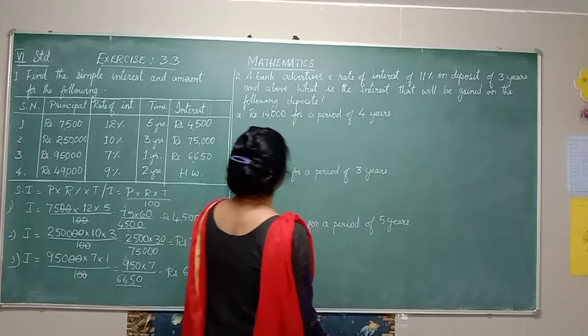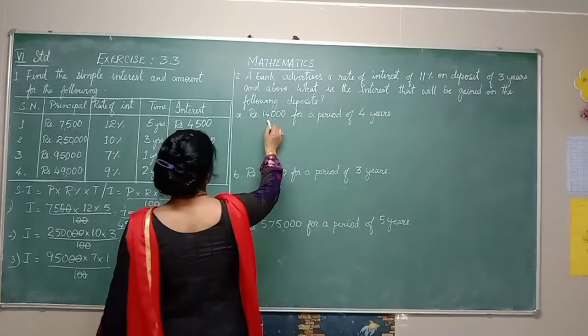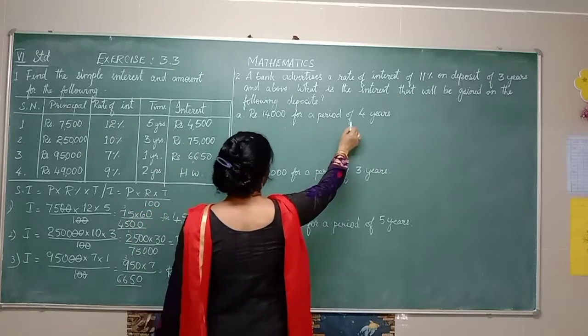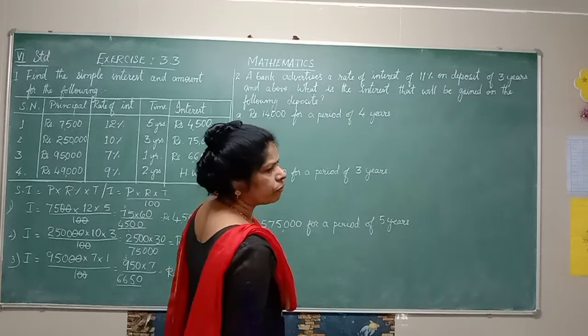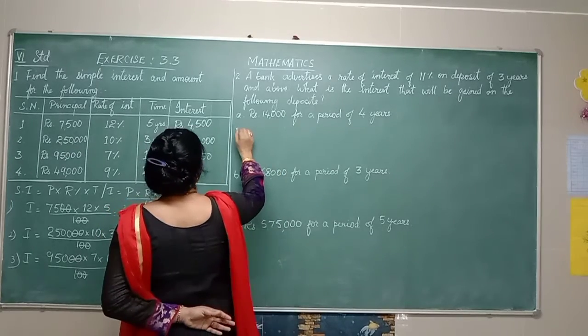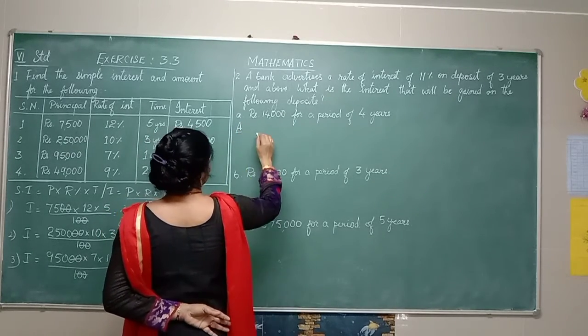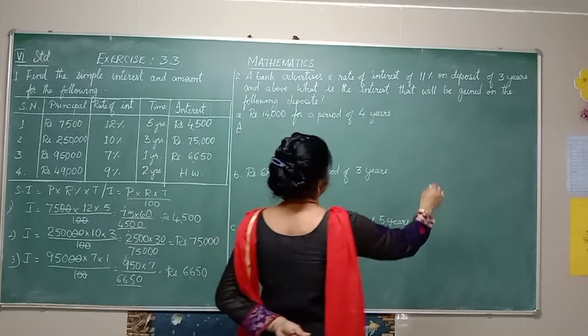Now let us see here. The first question is rupees 14,000 for a period of 4 years. So here, how do you find it out? In the working column, I will show you.